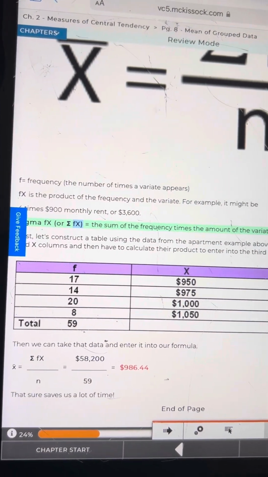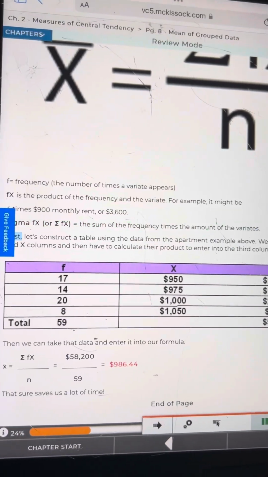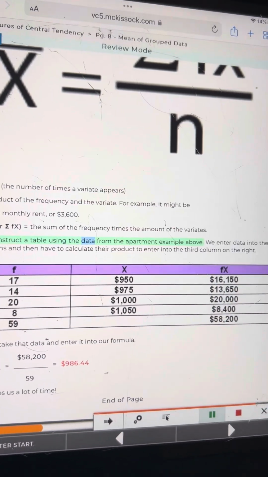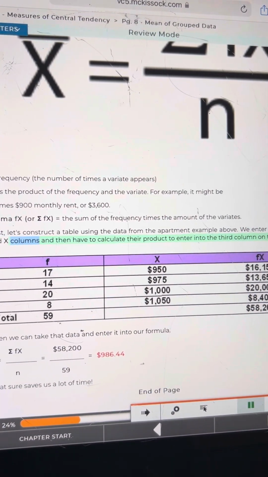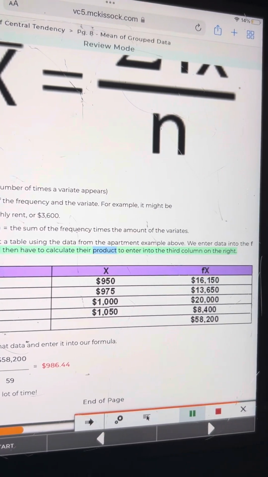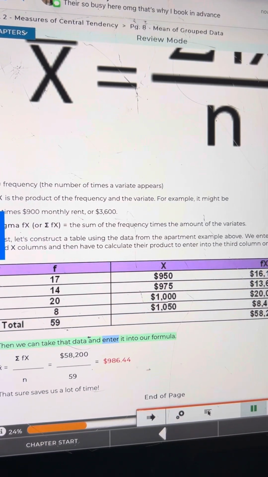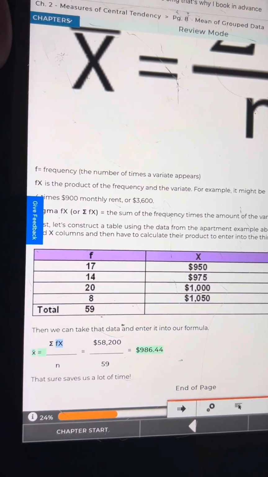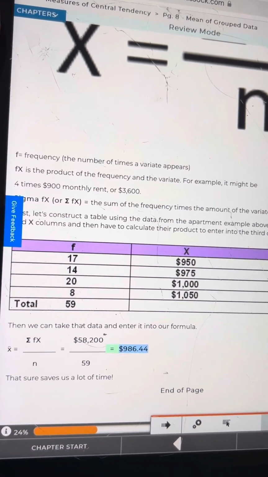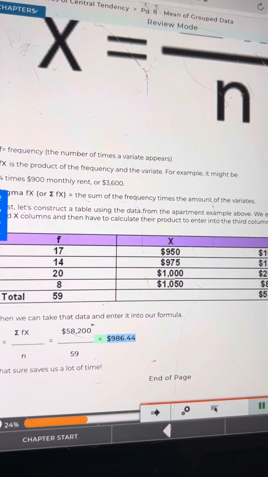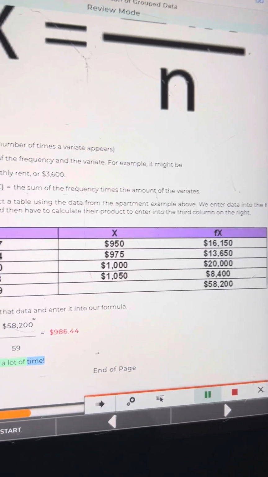Sigma fx, or Σfx, equals the sum of the frequency times the amount of the variates. First, let's construct a table using the data from the apartment example above. We enter data into the f and x columns, and then calculate their product to enter into the third column on the right. Then we can take that data and enter it into our formula. Σfx is $58,200, so x̄ equals $986.44, with n equal to 59. That sure saves us a lot of time. End of page.